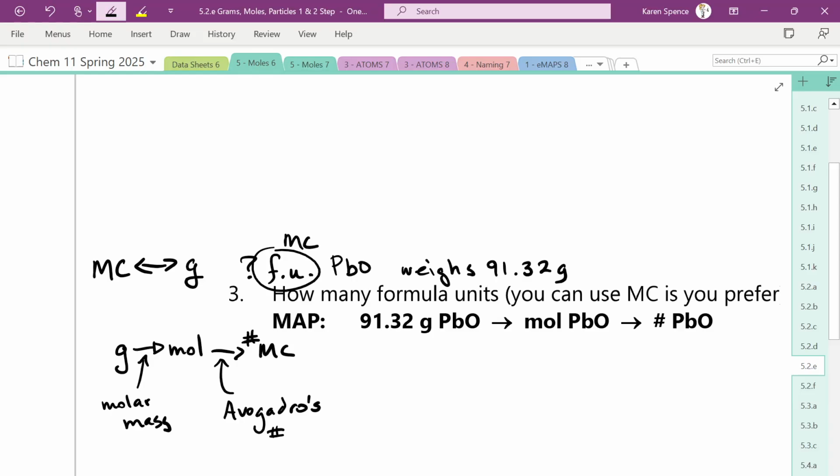Make sure you have your 0 on there, because all of our molar masses from the periodic table go to decimal places. Okay, so this one, you're starting with grams and you're asked for molecules. You cannot go from grams to molecules directly. First go to moles, just like you did here, and then go from moles to molecules.